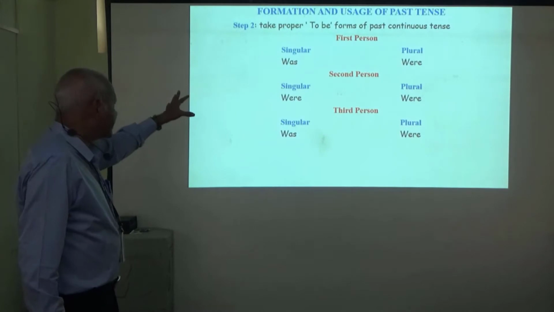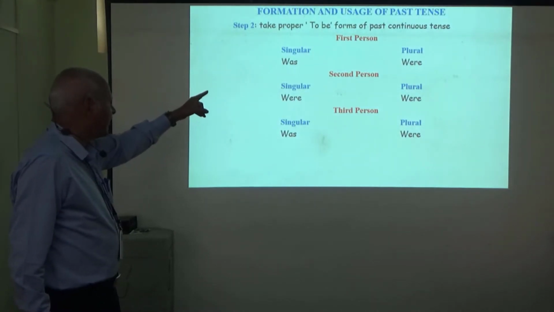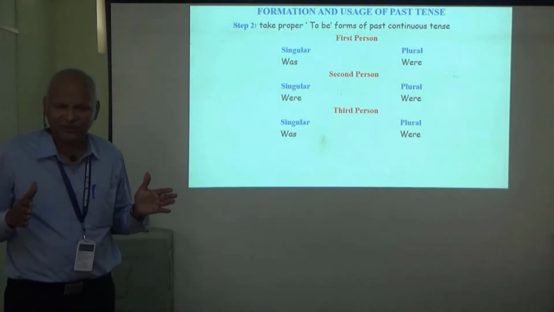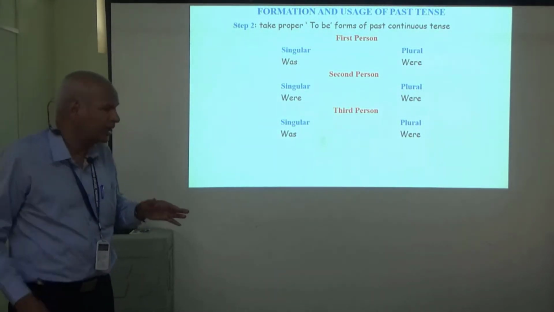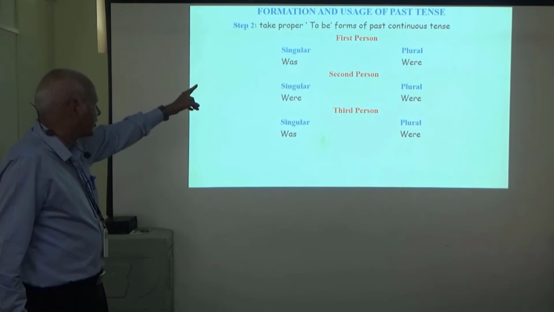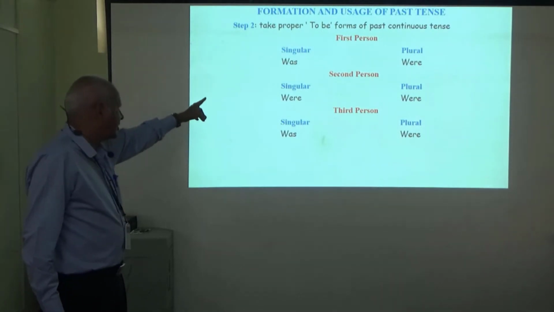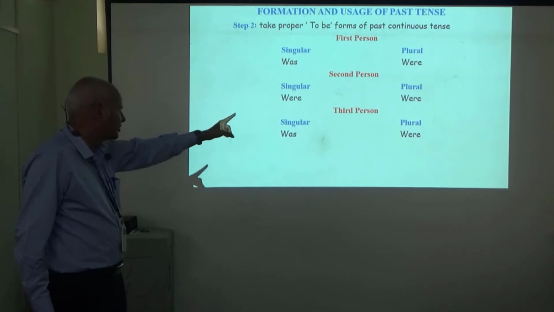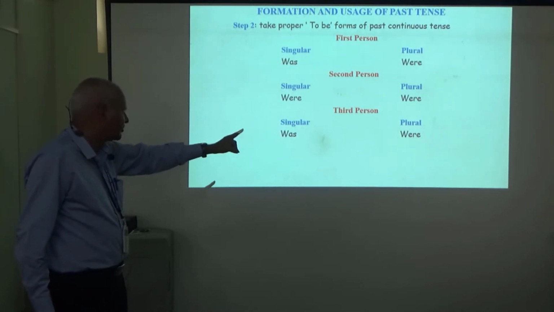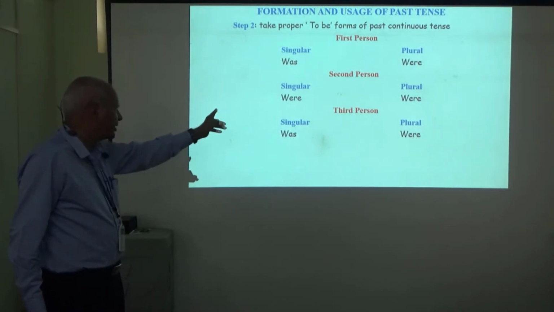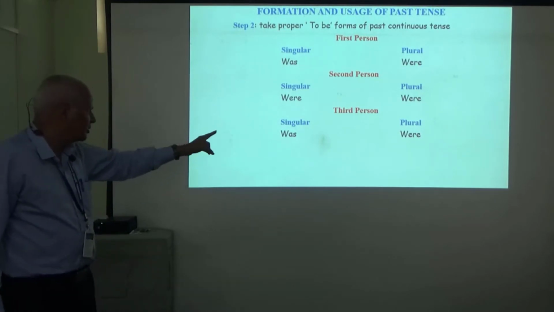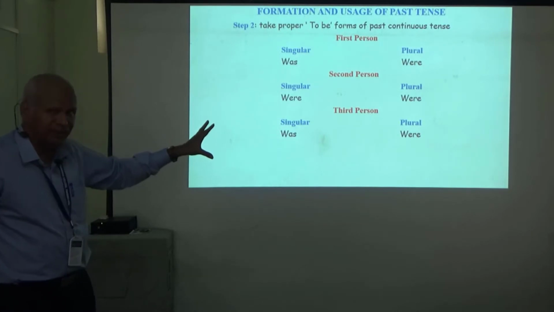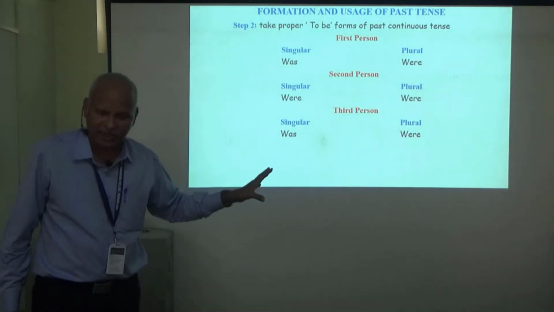Then second step, take proper to be forms of past continuous tense. These are the to be forms. First thing we have taken is personal pronoun. Second step, take to be forms. For example, first person singular plural, second person singular plural, third person singular plural. So was, were, then was, were. These are the to be forms of past continuous tense. These we have to take.